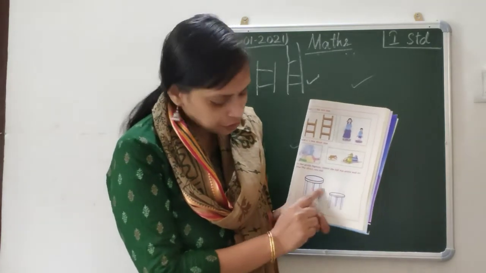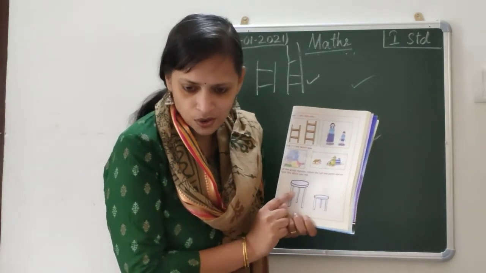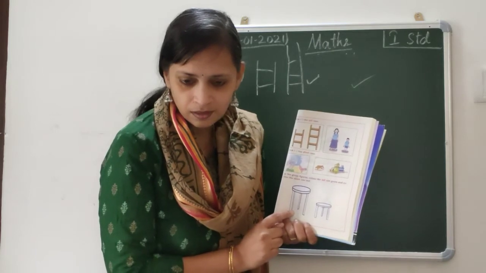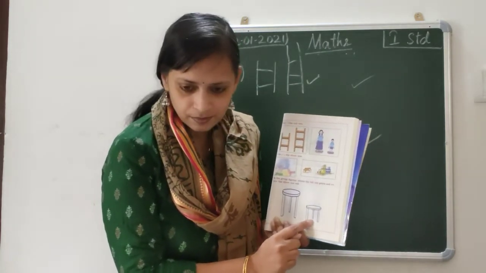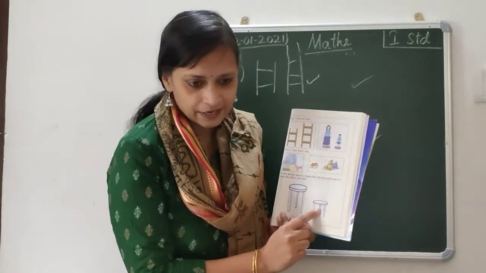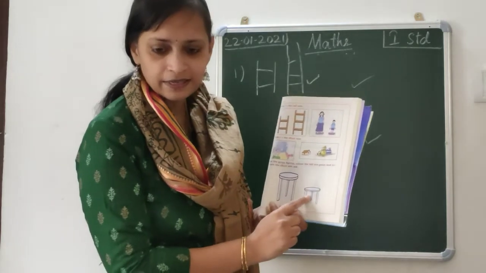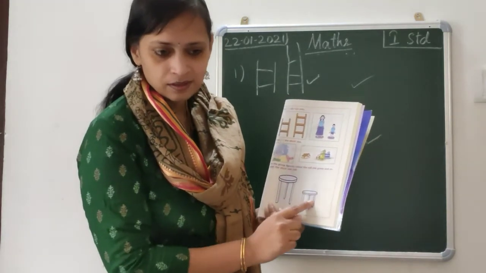The first picture, the first one is tall. You have to color this green. Okay, which color will you use for the tall one? Green, very good. And for the short one? Red, very good. I'm sorry, tall one green and short one red.